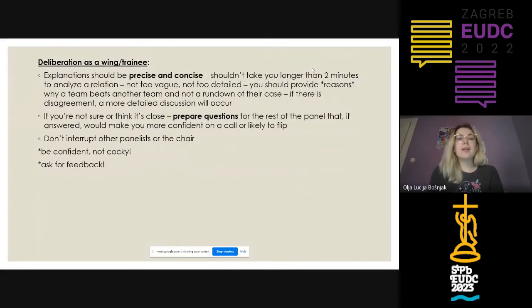Yeah, and I think I covered these 2 things. So now you've reached your initial call, you have assessed everything, all of the diagonals, all the things. How to approach the deliberation if you're a wing or trainee for starters, and I also then quickly have advice on chairs.